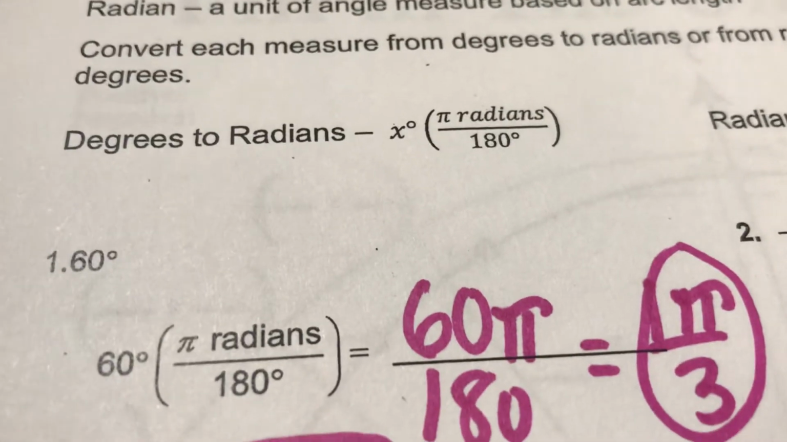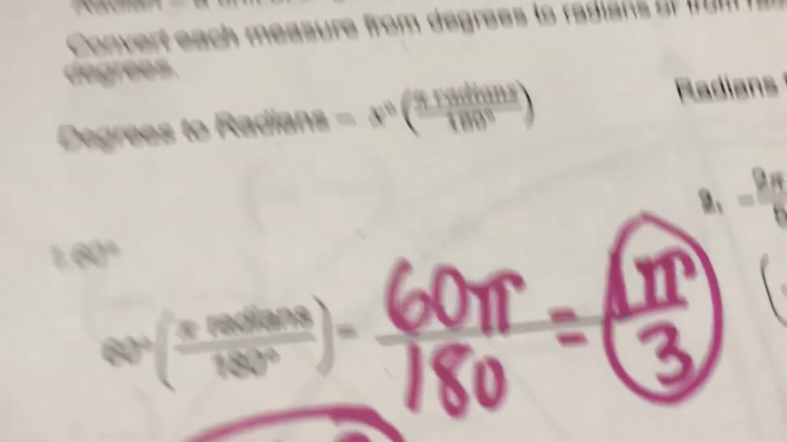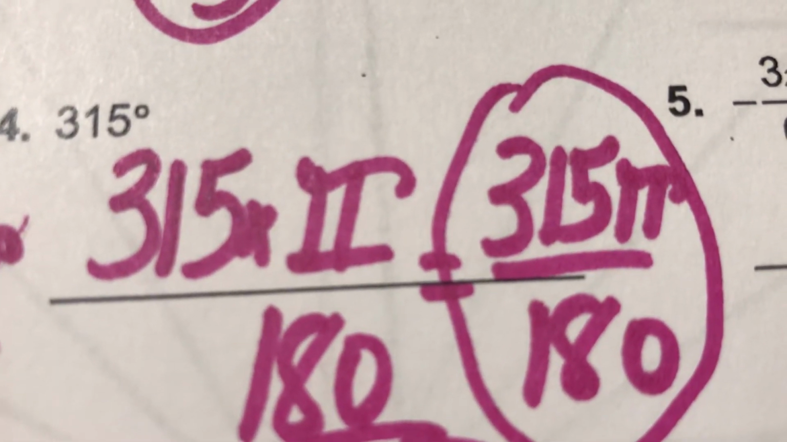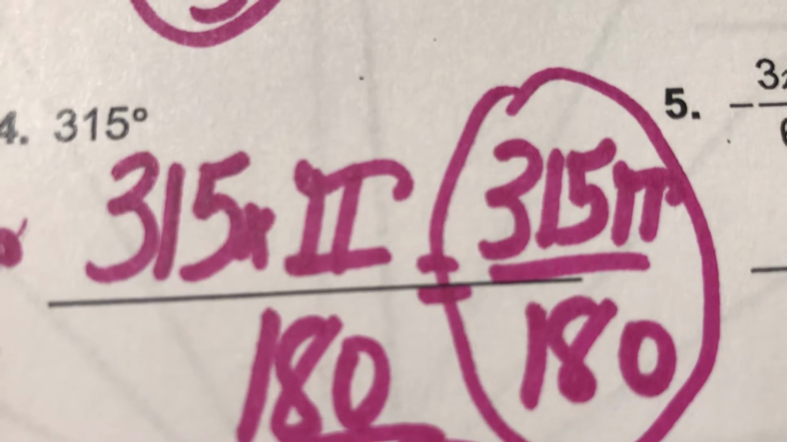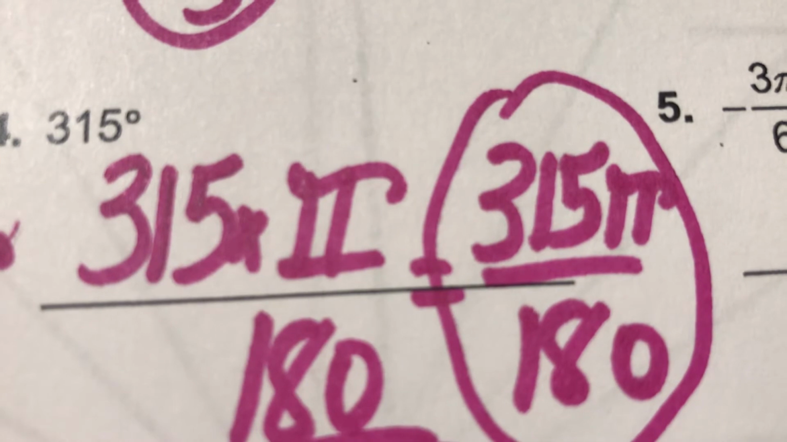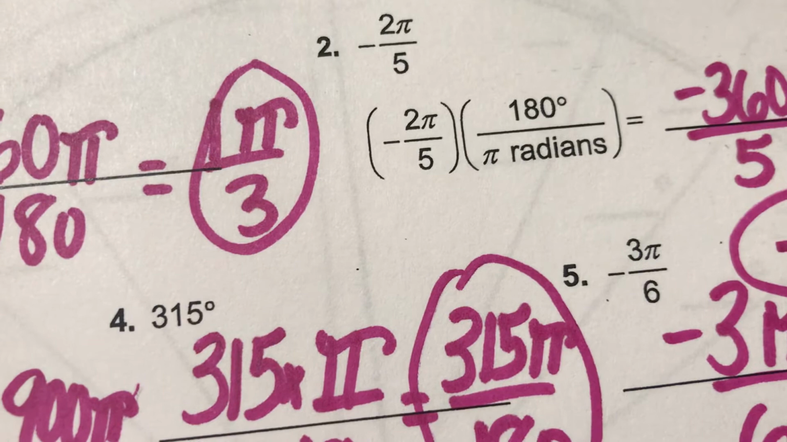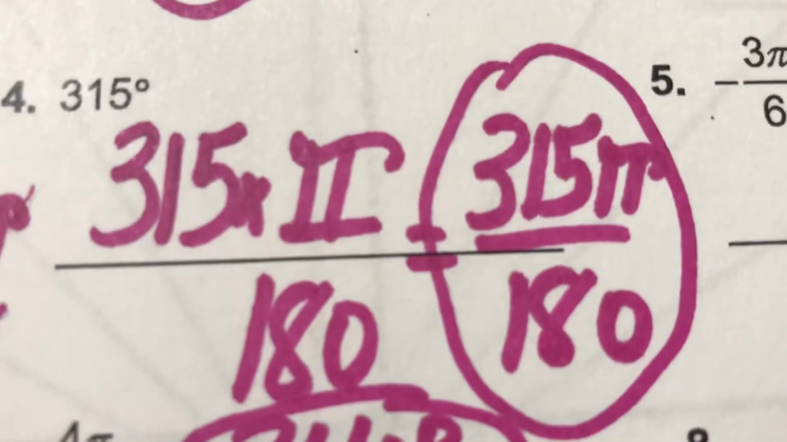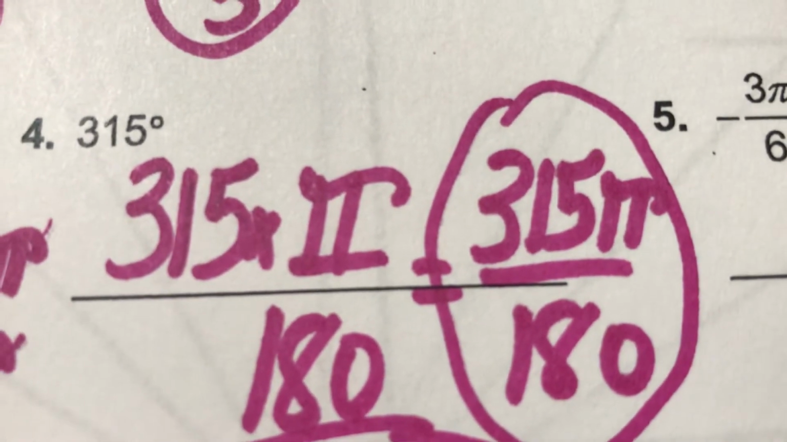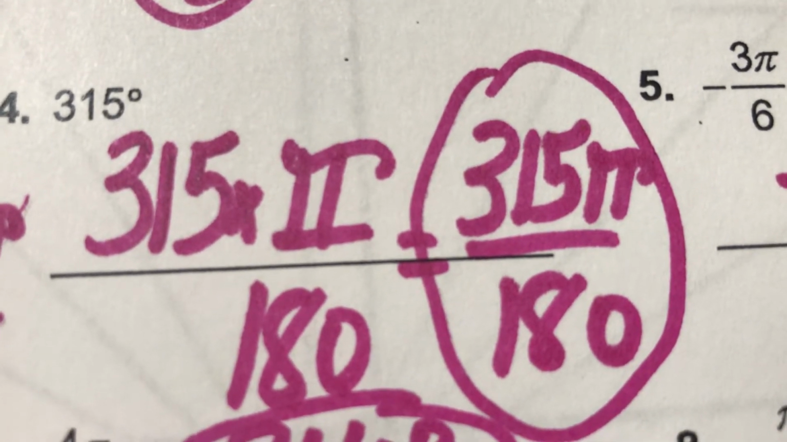The next one I see on that page that converts degrees to radians looks like it's number 4. All right, so number 4, you would multiply by pi over 180, and you get 315 pi over 180. You may reduce that, or you may leave that. I think I just left that one. Okay, so every time when you're going from degrees to radians, you multiply by pi over 180. So I'll give you a minute to copy that.